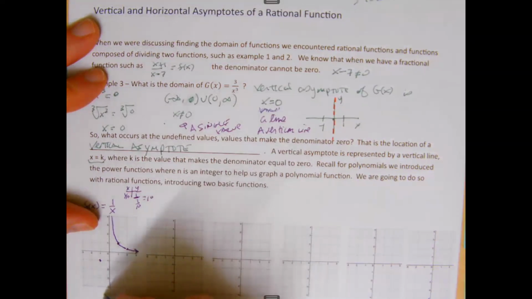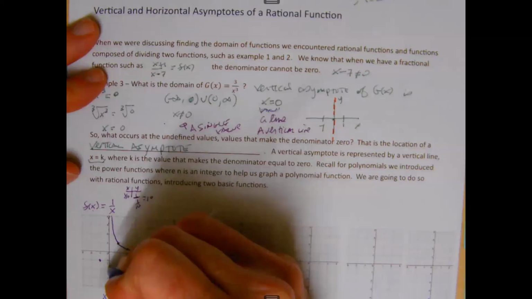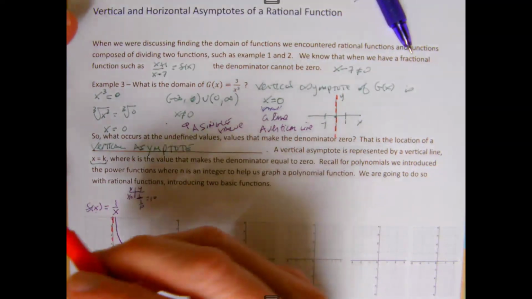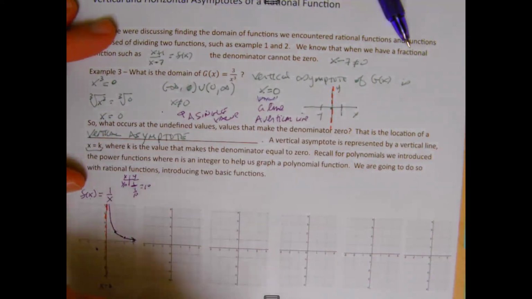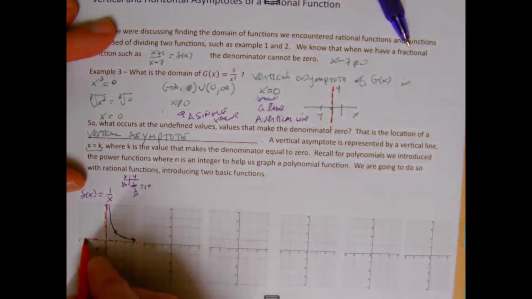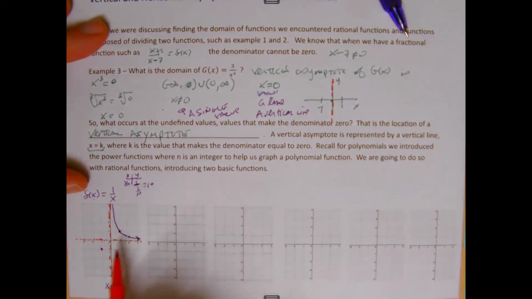You'll notice there's a vertical asymptote at x equals 0, right here. The graph can't cross it. And you notice as I make x bigger and bigger, the output gets closer to 0, so there's a horizontal asymptote right here. Now, fun fact, you can cross a horizontal asymptote. You cannot cross a vertical asymptote.